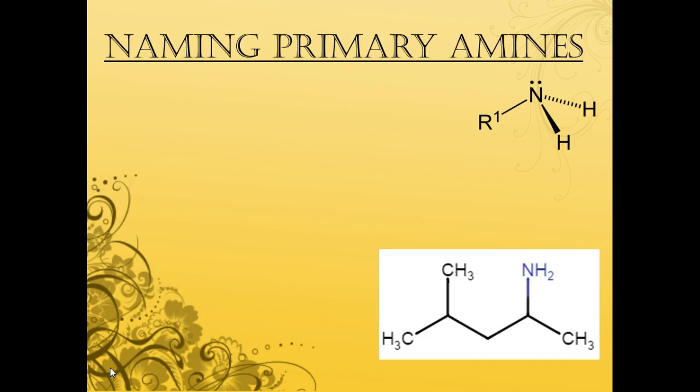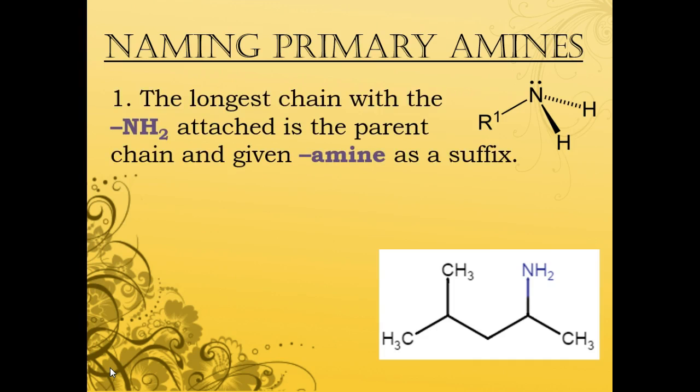First of all, we're going to start with the easier ones. That would be naming primary amines. Like you see in the top right-hand corner, primary just means with 1 carbon chain attached to the end. And examples down below in the bottom right that we'll name together. First thing is the same as always. Find the longest chain with the NH2 group attached. That chain is, of course, the parent chain, and we give it the suffix amine.